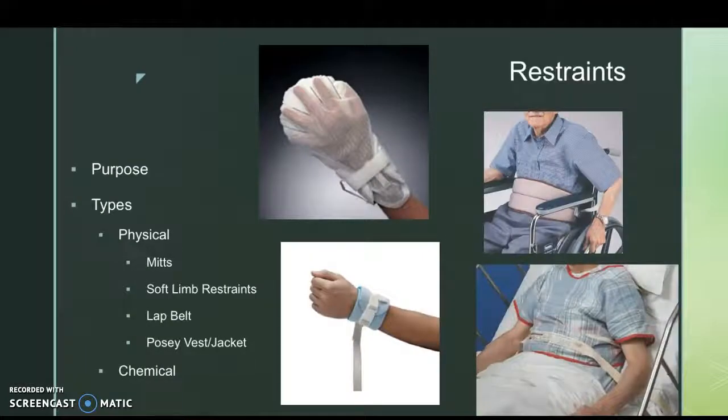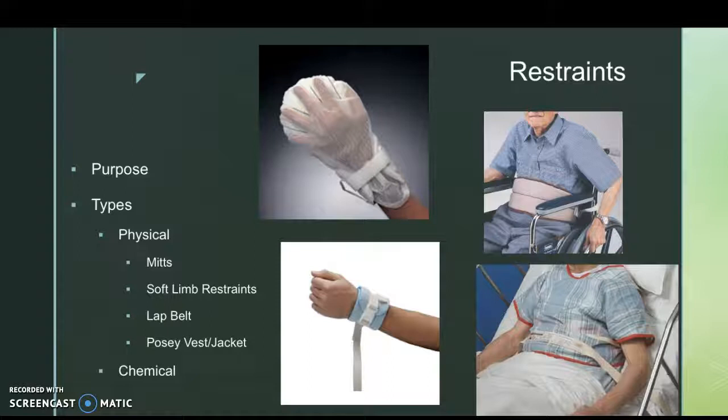The purpose of a restraint is to prevent self-harm or harm to others, whether the patient is knowingly creating harm or unknowingly. So if they're confused and their intent is not to self-harm, but removing a medical device such as an IV or dialysis catheter, that would still be reason to potentially restrain a patient. It is not used as a disciplinary action or for staff convenience.